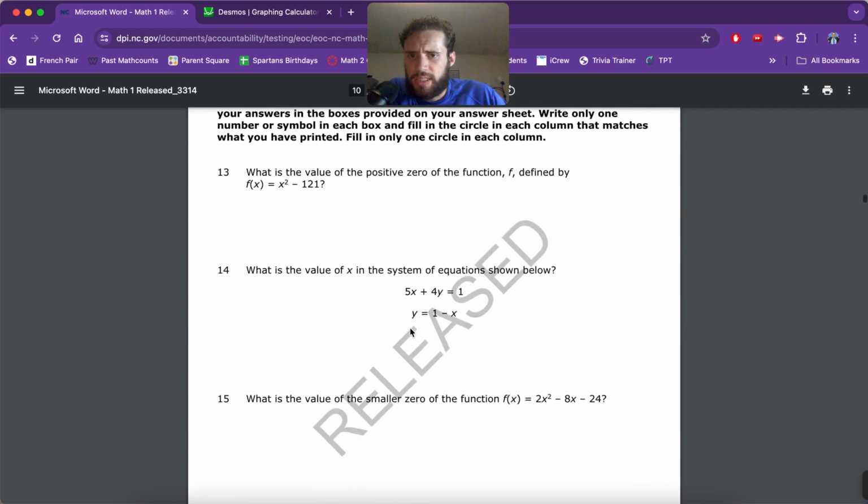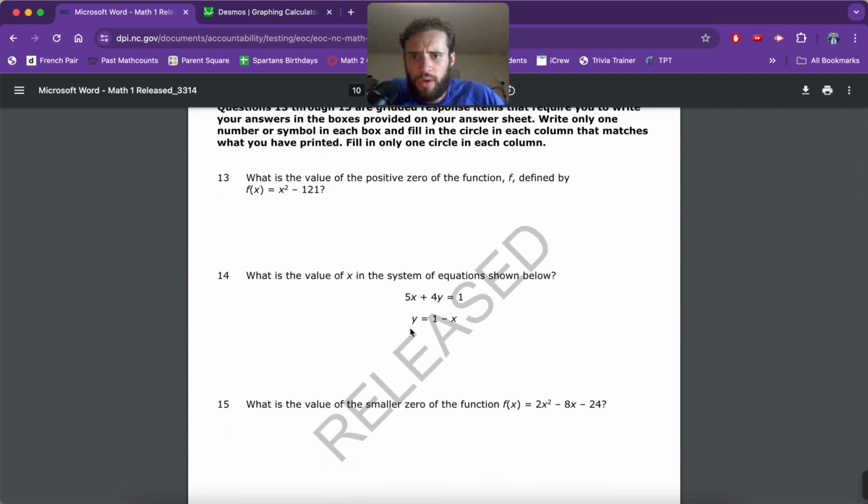All right, next up we have another quadratic. What is the value of the positive 0 of the function f defined by f of x equals x squared minus 121? So this is a difference of squares. Make sure you're confident with difference of squares because I'm sure at least one will come up. They're really easy as long as you know how to do it.